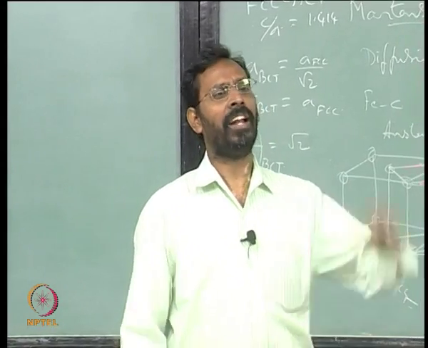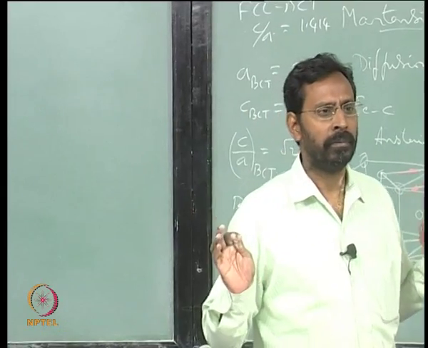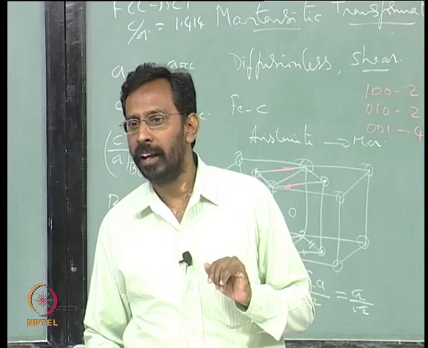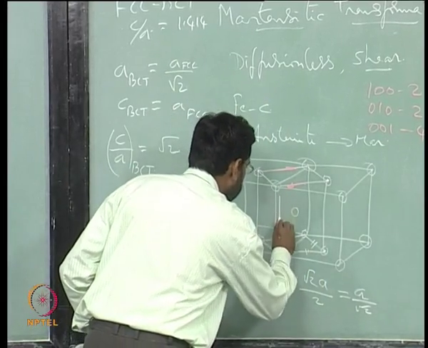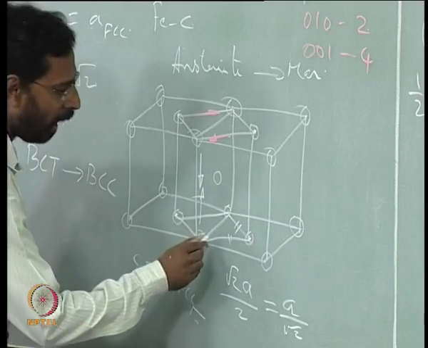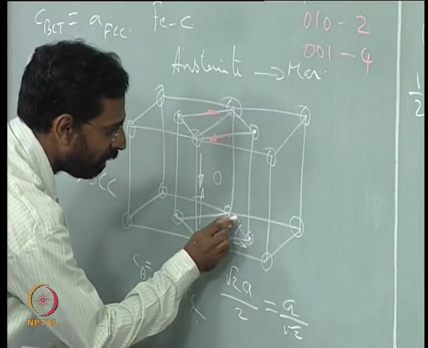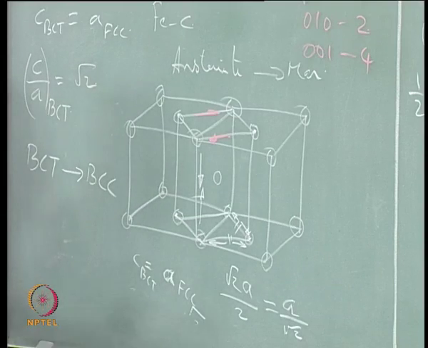If C can shrink completely without A and B elongating, I have no problem. Ultimately, I want C to become equal to A. That means this has to shrink, and these two have to elongate and this has to shrink. That is where the whole problem is in the iron carbon diagram.